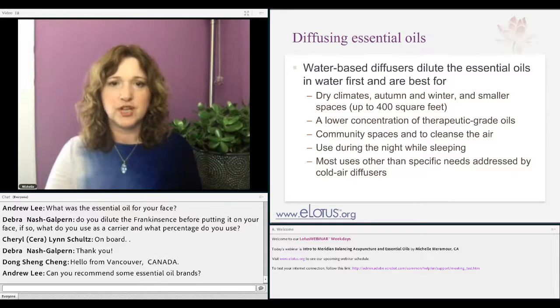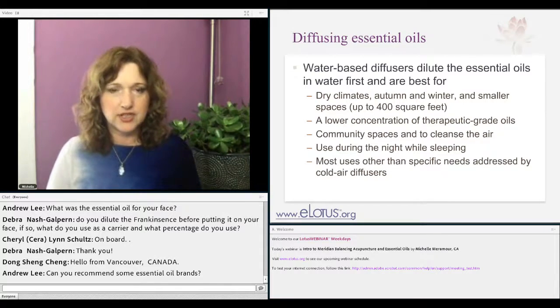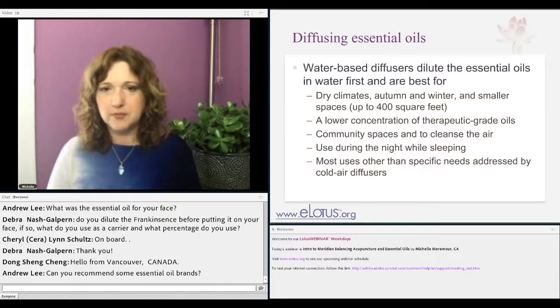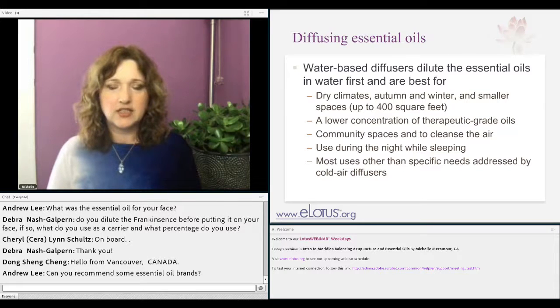Water-based diffusers, they dilute the essential oils in water first. They're best for drier climates, also in autumn and winter when the humidity is reducing, and in smaller spaces, up to about 400 square feet, they work well. You use a lower concentration of the therapeutic grade essential oils. These work better for community spaces to cleanse the air.